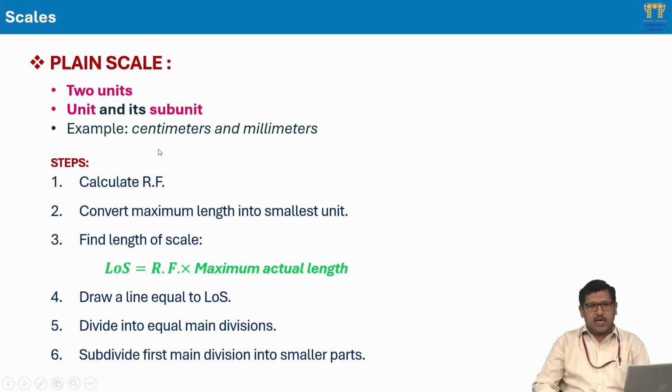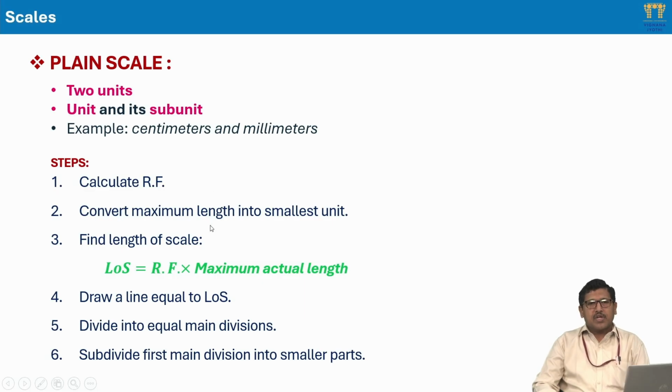Now how do we construct the scale? The standard steps that we need to follow are shown over here. The first step is to calculate the representative fraction. In certain problems, the representative fraction will already be given to you, and in other types of problems, you will have to calculate it. If it is given, you can directly make use of it. If it is not given, you can calculate it as per the formula we have already seen in the earlier slide.